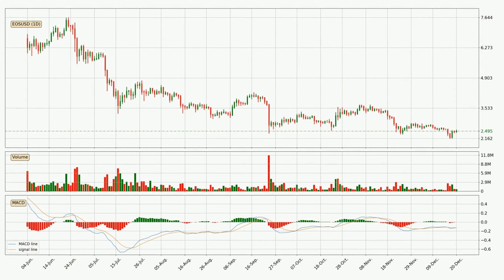Looking at the daily MACD, seeing as the MACD line is above the signal line, the trend is currently on the up. Looking at the MACD histogram, we can see that the momentum is strong at the moment and we can expect the price to continue growing or maybe at least remaining the same for some time.